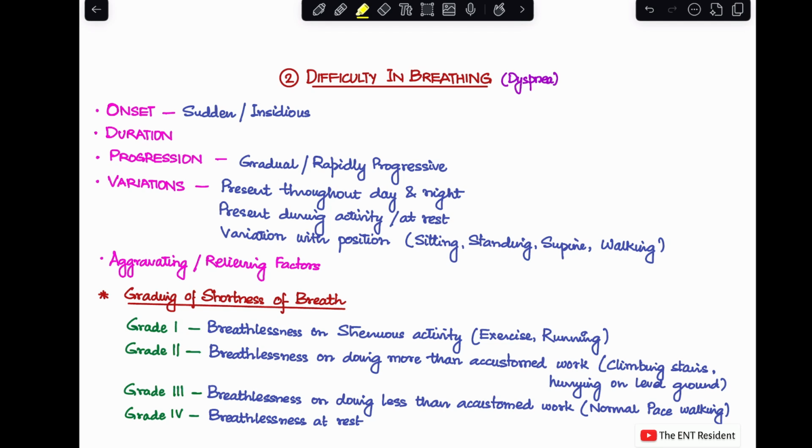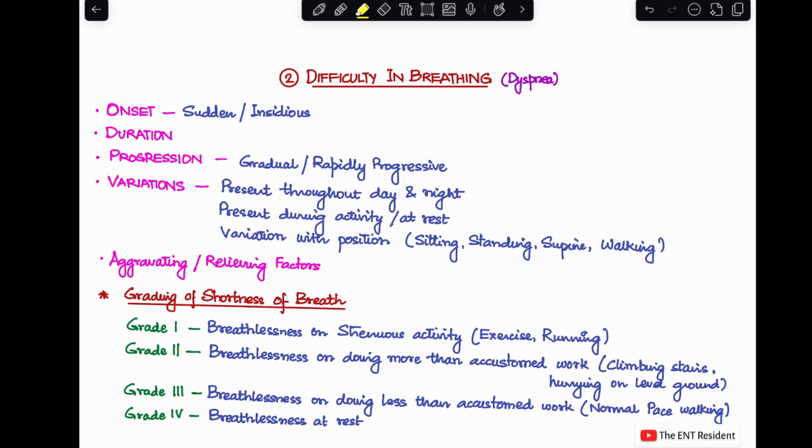Is it present during activity, or is it present also at rest? Is there any variation with position, like, say, for instance, sitting, standing, supine, walking? Is there any variation at all? And what are the aggravating and relieving factors?